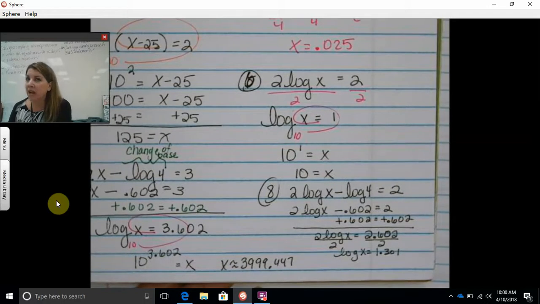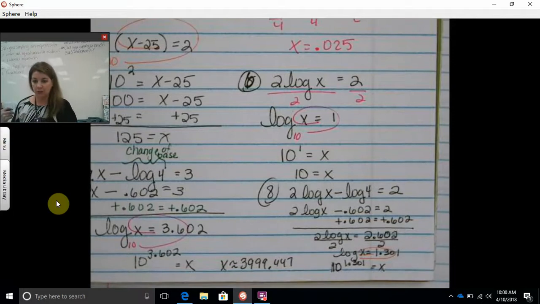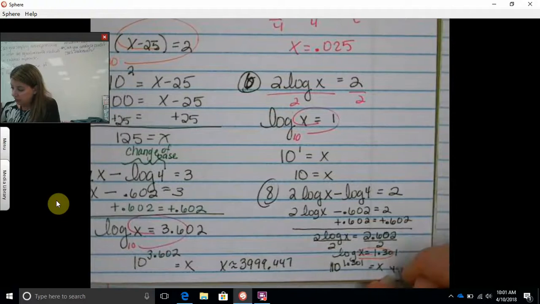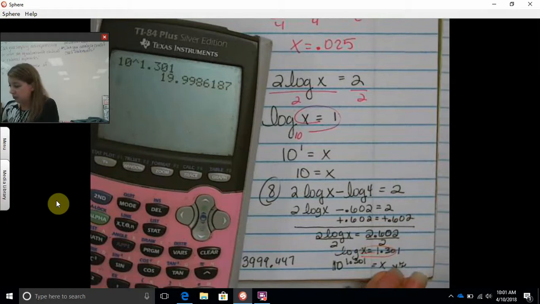Remember, we want to solve for x, not the log of x. So I have not solved for x yet. I still have to rewrite this as an exponential equation. We know the base is 10. So that's going to be 10 raised to the 1.301 equals x. I know that's tiny. And so my answer, x is approximately 19.9986. I'm just going to round that up to 20.